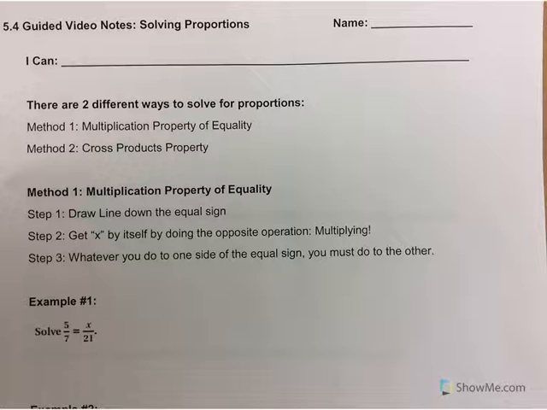Step 1, we talked about drawing a line down the equal sign so that you can see left side and right side. The idea is to get x by itself by doing the opposite operation, which in this case is going to be multiplying. And step 3, whatever you do to one side of the equal sign, you must do to the other. So if we look at example number 1, we have 5 over 7 is equal to x over 21. So we're trying to find what x is so that those two fractions are equal, and that would form a proportion, two fractions that are equivalent.